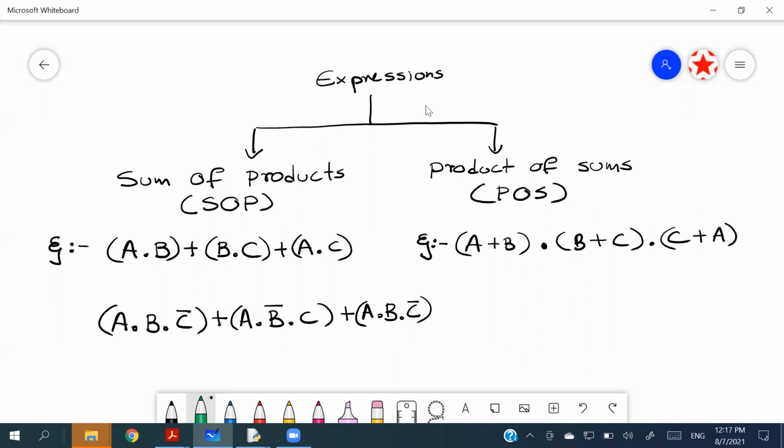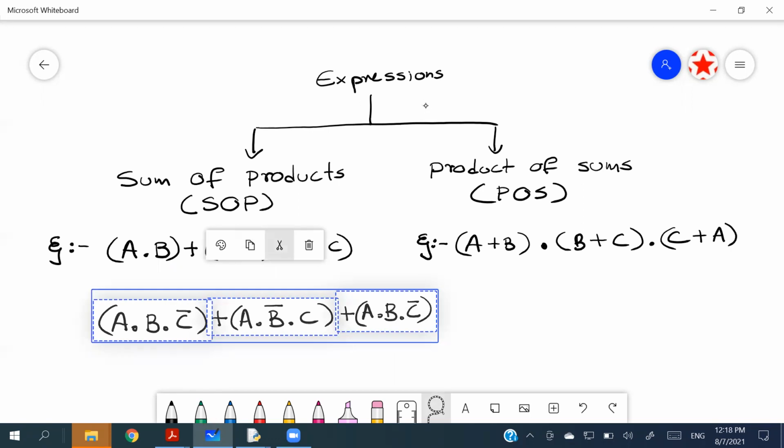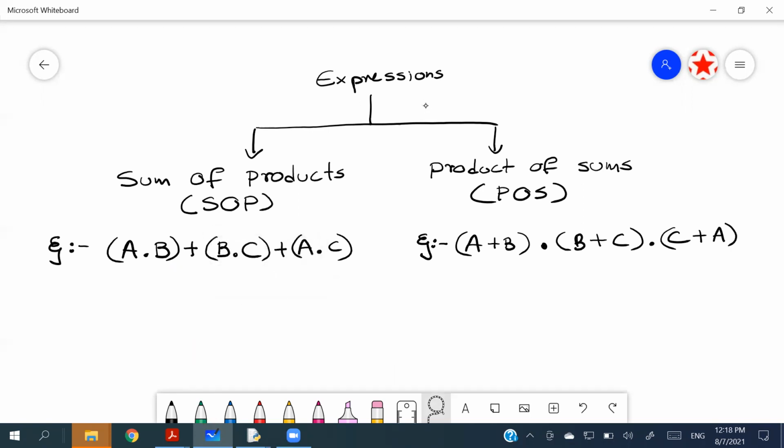Right. Okay, so in a similar way, the POS can also be a standard one, and POS also can contain standard ones and the non-standard ones.